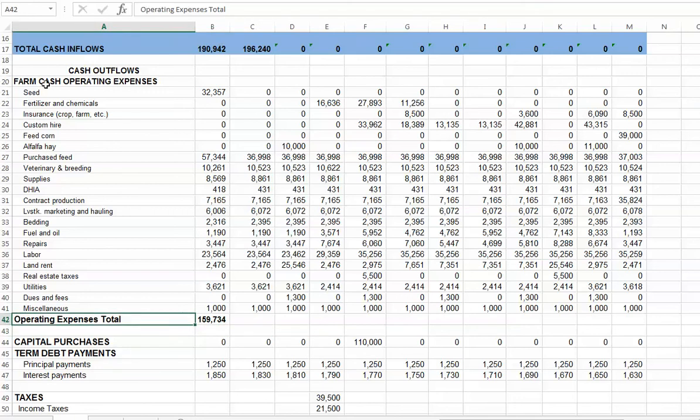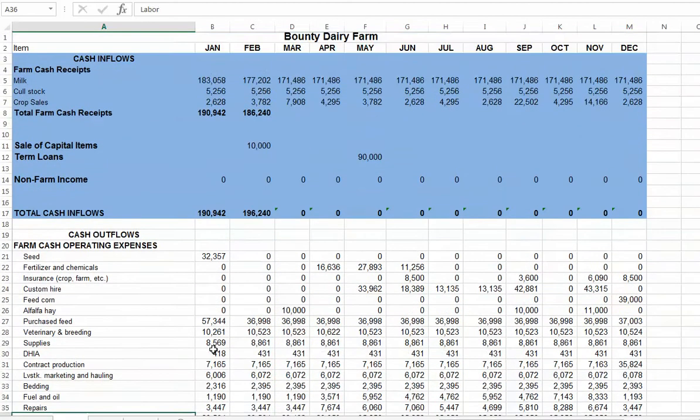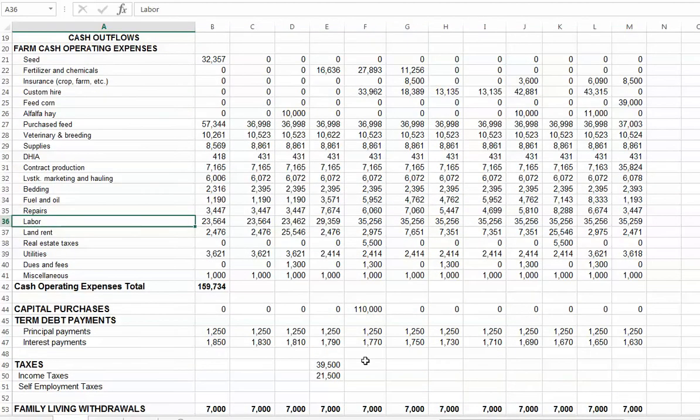And let me tell you what let's do. Let's go here and add the word cash so that we don't confuse anybody that these are cash expenses. Okay, the next category is capital purchases. Remember I said we were going to assume that we bought $110,000 worth of assets. Well, in the month that we project those, which is May, here we'll project 110,000.